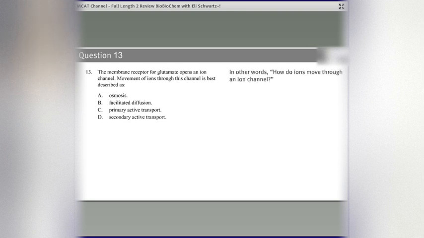It's basically asking, how do ions move through an ion channel? If there's an ion channel and we're putting stuff through it, we have to know what that means. Basic Bio 101 material here. Help me out down here in chat. How do ions move through an ion channel? Yeah, they go down their concentration gradient, ideally, Quinley, absolutely right.